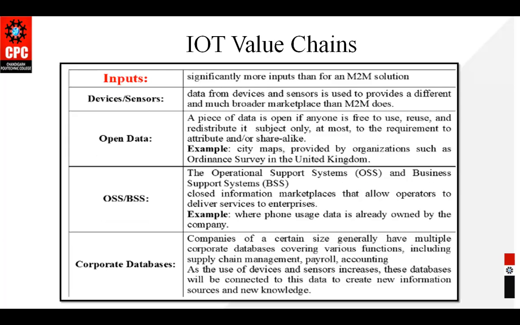Now this is an example similarly compared to M2M value chains. Now in the case of inputs, it has been stated how data differs for all the devices. Inputs, in the case of IoT, are more significant as compared to M2M, because they are coming from different types of devices like device sensors, open data, then the operational support systems, and the corporate databases. So these are all different types of data that need different types of analytics.